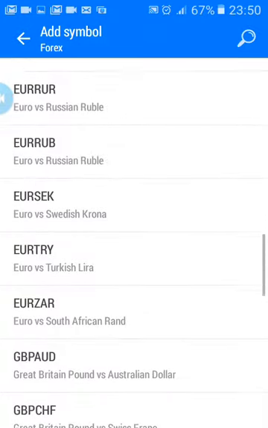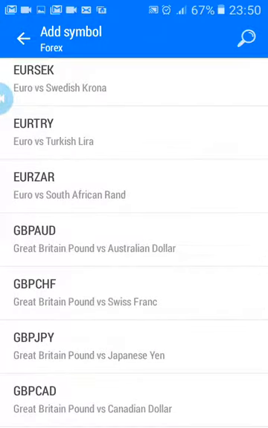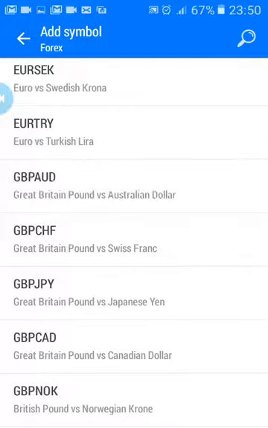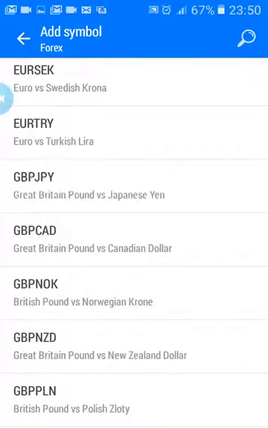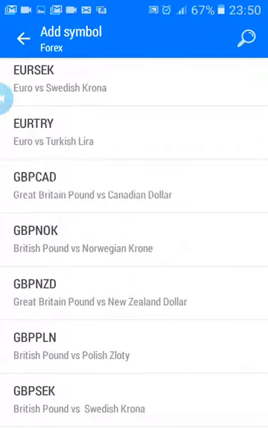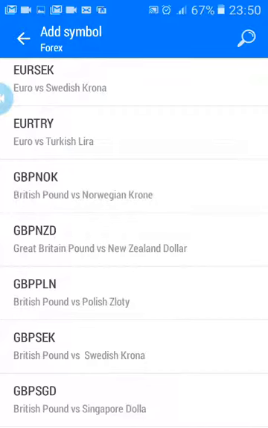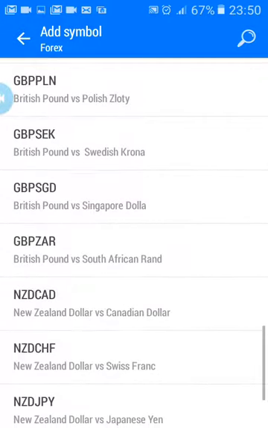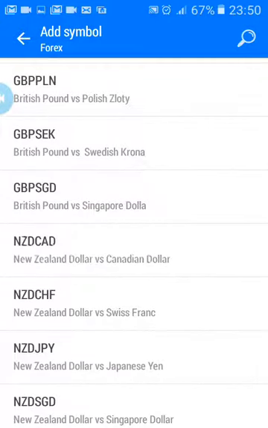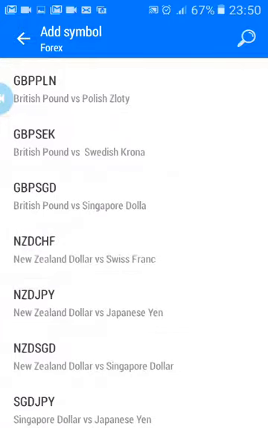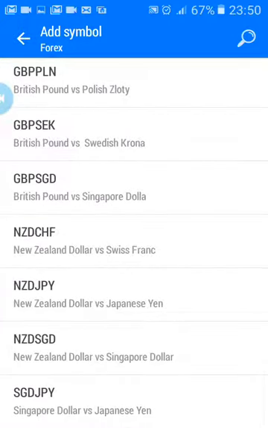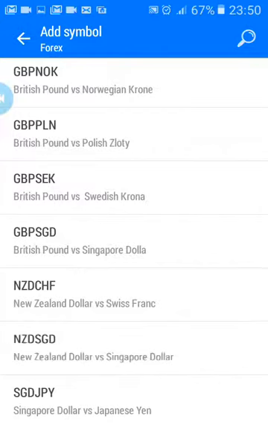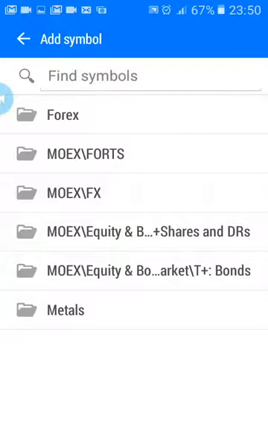And I'm looking for other currencies again, and then I have Euro and the South African rand. I like to trade this one, I press it. And the Great Britain and Australian dollar, added. Great Britain and the Swiss, added. Great Britain and the Japanese, Great Britain and the CAD, added. Great Britain and the New Zealand dollar, added. Great Britain and the South African rand, New Zealand and the Canadian dollar, added. And then the New Zealand and the yen, added. So those are the currencies that I want to trade. So I'm finished adding Forex currencies.